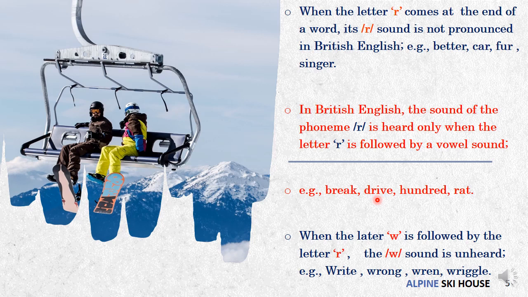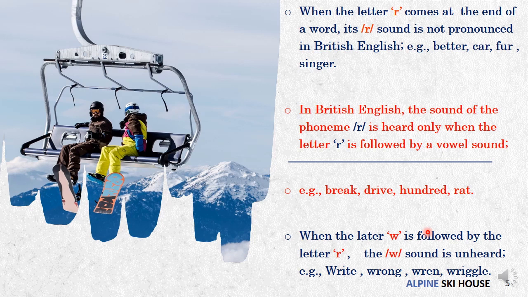Lastly, when the letter W is followed by the letter R, the W sound is unheard. If you see, after W, the letter R is coming. So, at that time, the W sound is unheard. Like wrong, wren, wriggle. I'm not saying w-rong, I'm just saying wrong, wren, and wriggle.